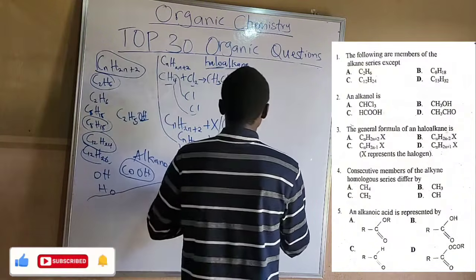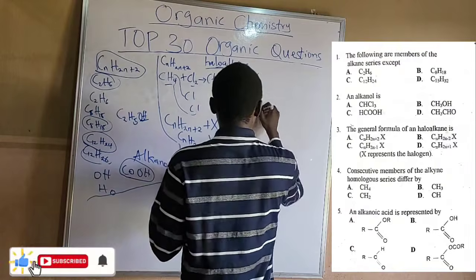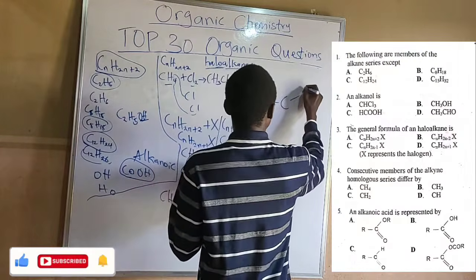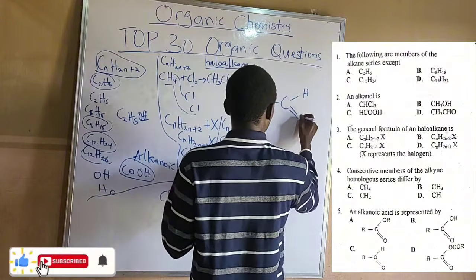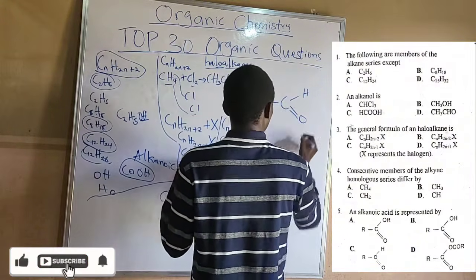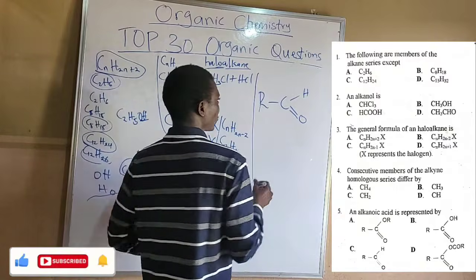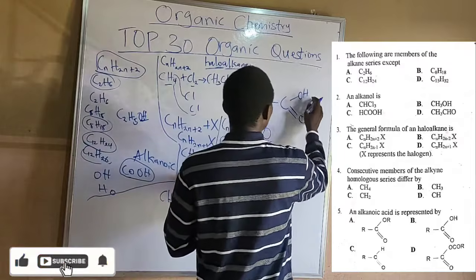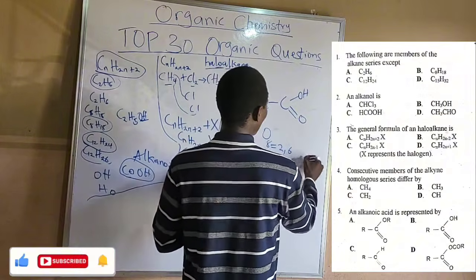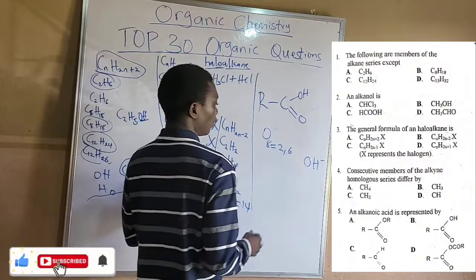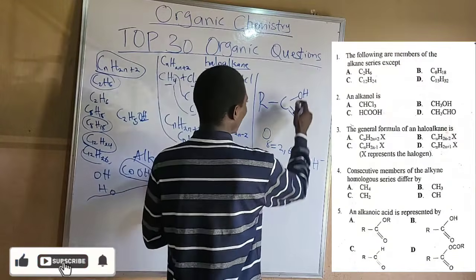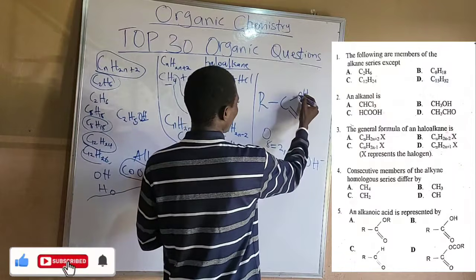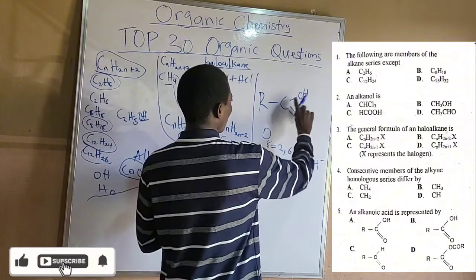Now, we have RC. First of all, you need to know that the correct one is this. There must be OH here. Yeah, there must be OH. This is how you see it, because OH needs 1 electron. So you see it like this. This is the correct one you see. There must be OH here. Take note of that.